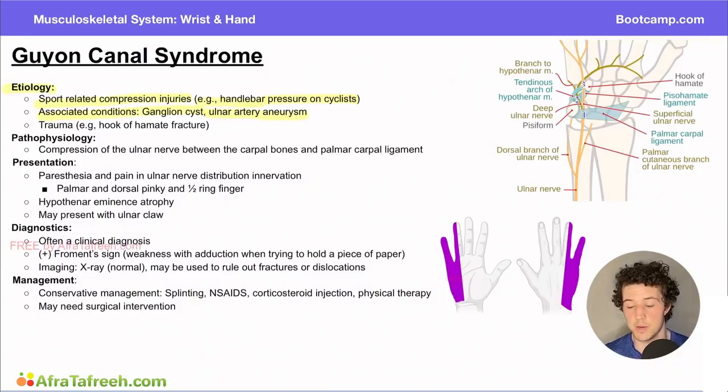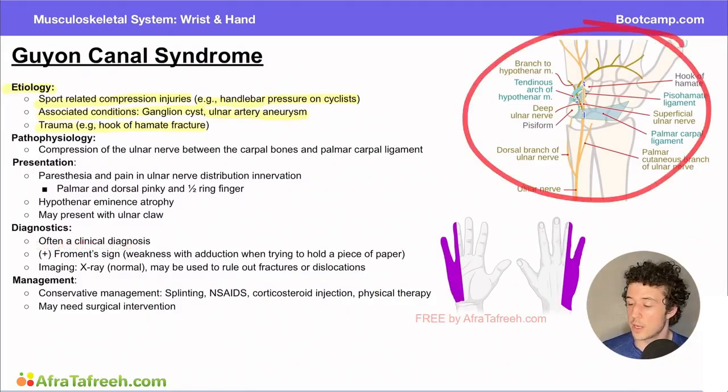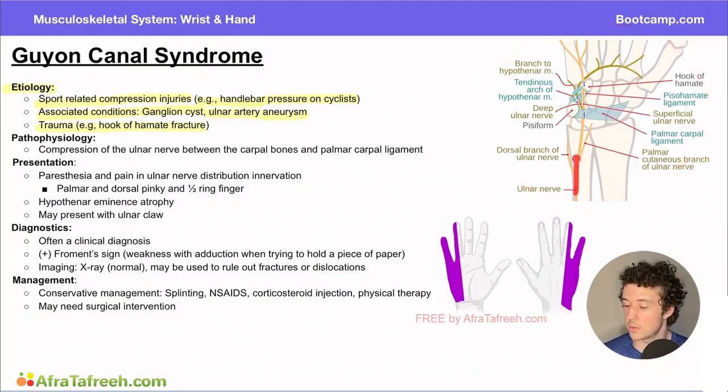And lastly, we can have more traumatic instances such as a hook of hamate fracture that can injure the ulnar nerve. So if we take a look at our diagram here to the right, we can see that the ulnar nerve will go up and it'll cross through this palmar carpal ligament. And as it continues through the hand, it'll pass by the hook of hamate that is labeled out here. And so if that hook of hamate gets fractured, it can obviously press into or lacerate the ulnar nerve.